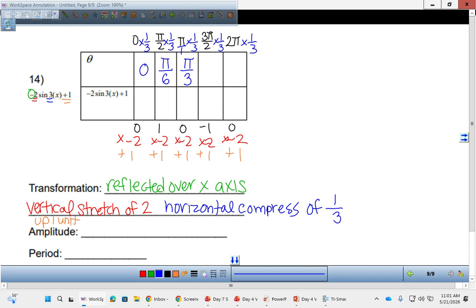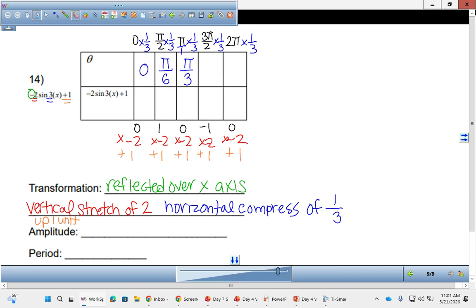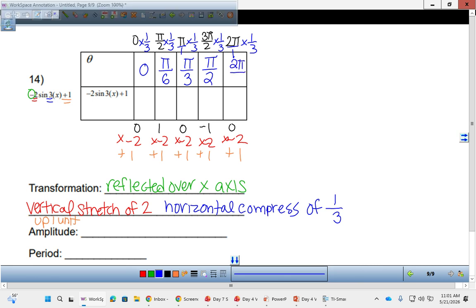3 pi times 1 is 3 pi, and 2 times 3 is 6. But what's 3/6? Pi over 2. So I'm going to erase that and just change it to pi over 2. It reduces. And then I'm going to give this a denominator of 1. 2 pi times 1 is 2 pi. 1 times 3 is 3.